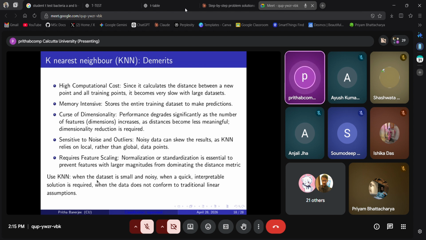So you use KNN when the data set is small and noisy, and when you need a quick, interpretable solution, and when data does not conform to any linear assumptions.